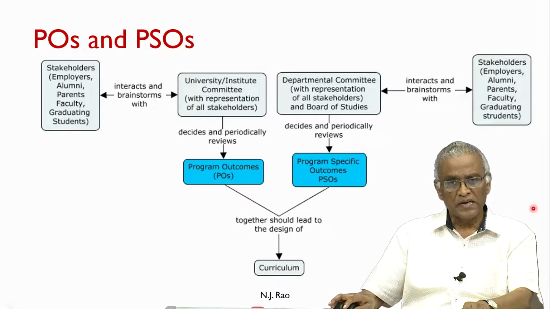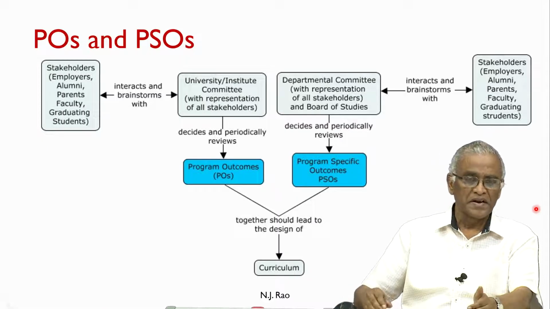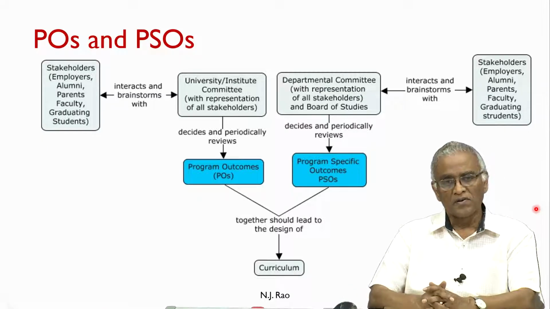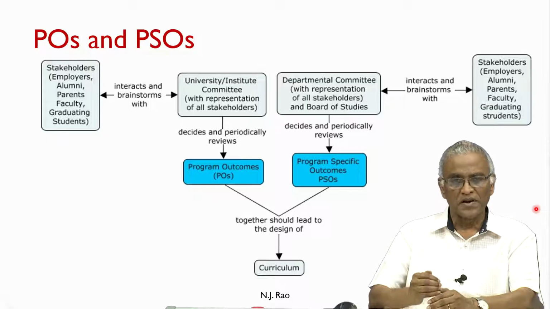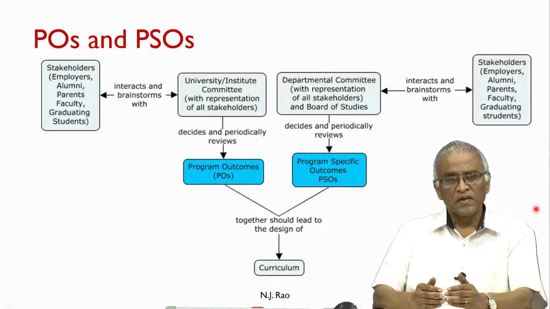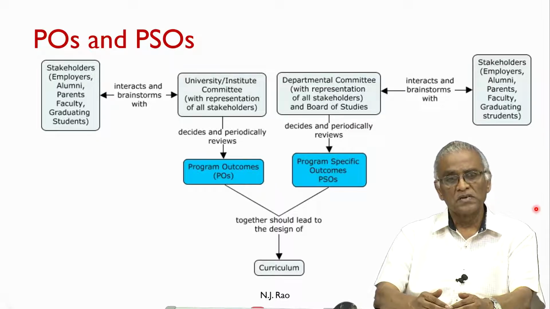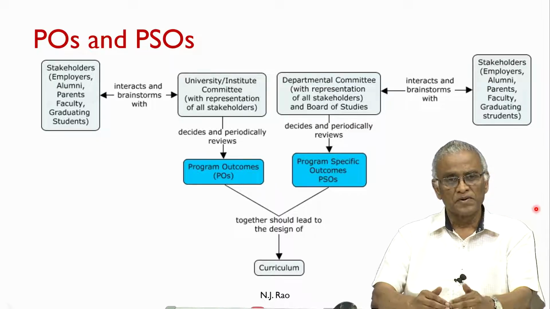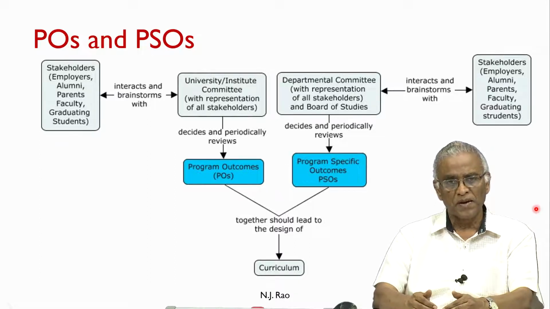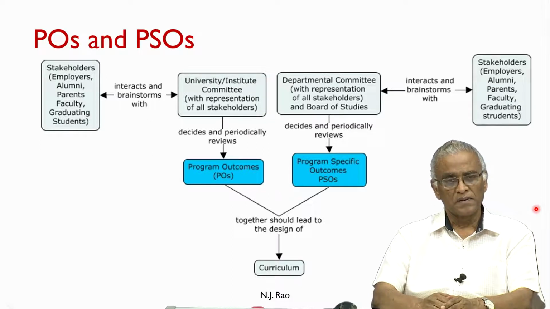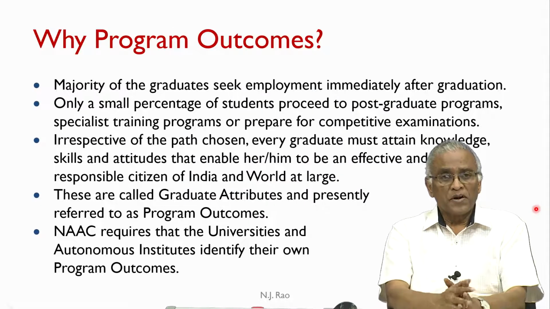Of course, in practice it may happen in a slightly different way or in an iterative manner, or you already have a curriculum and then you write back. But still, if the college or the university has a choice, they should start with the top down approach of writing POs and then PSOs of each program and then designing the curriculum. Now, why program outcomes?